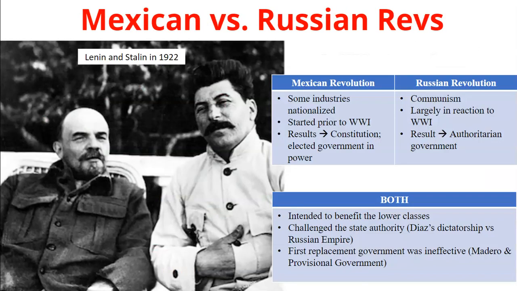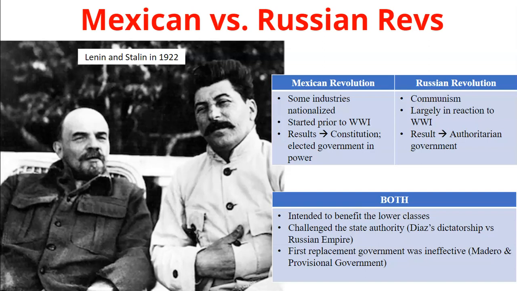The two revolutions that you really want to look at, this is why we discuss them, and you want to be able to compare them, are the Mexican Revolution and the Russian Revolution. In the Mexican Revolution, some industries actually were nationalized. This started prior to World War I, and of course the results were a constitution and an elected government in power. In the Russian Revolution, we have communism. It was in reaction to World War I, and the result was an authoritarian government.